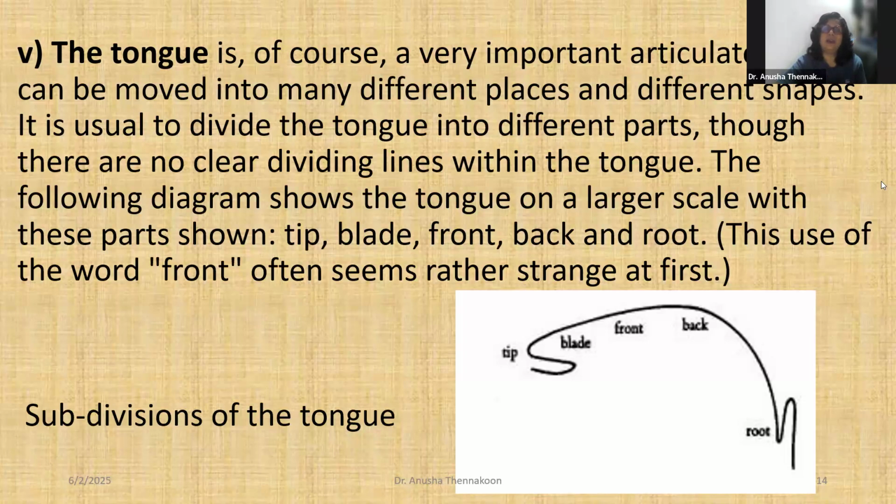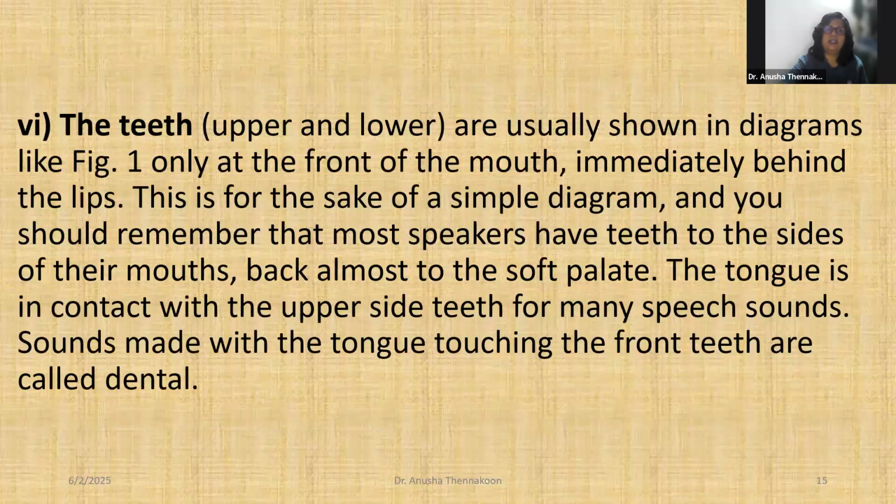There are no clear dividing lines within the tongue, but still there are different parts. From this diagram, you can understand them. The tip of the tongue, you can check it with your tongue. The blade of the tongue, the front, back, root. Like that, there are subdivisions. Okay. Then the teeth.